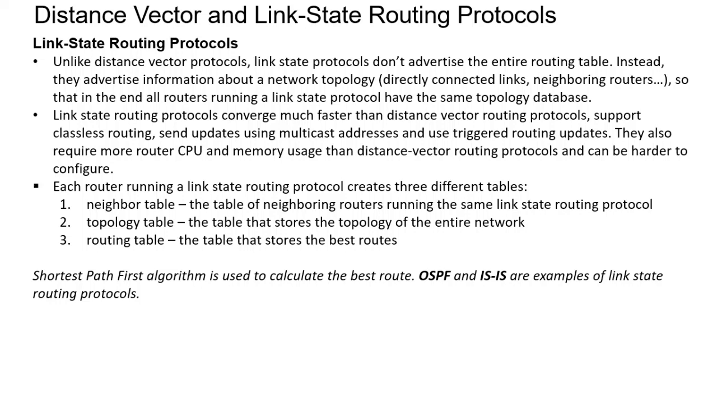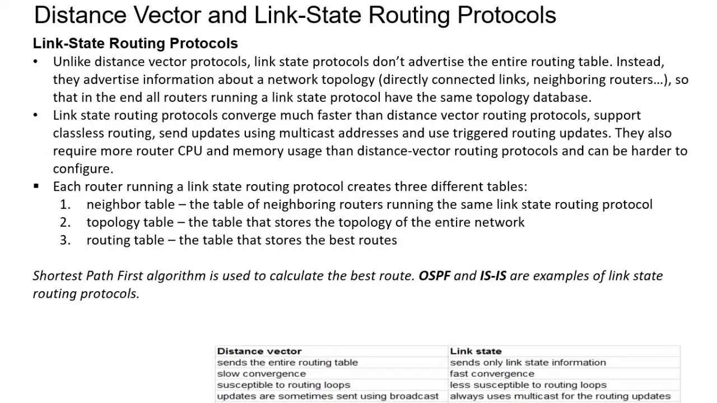Each router running a link state routing protocol creates three different tables. The first one is the neighbor table, the table of neighbor routers running the same link state routing protocol. The topology table, the table that stores the topology of the entire network. The routing table, the table that stores the best routes. The shortest path algorithm is used to calculate routes. OSPF is our example of a link state routing protocol.